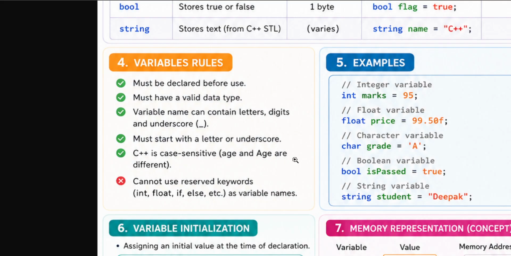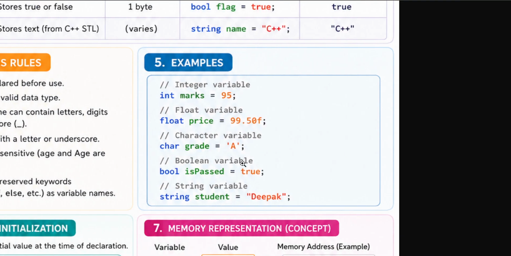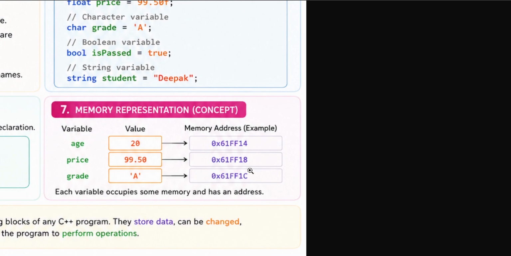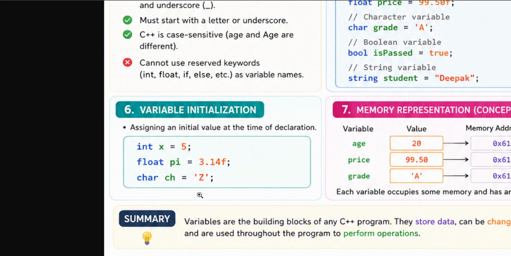Variables can also be initialized at the time of declaration. Initialization means assigning a value to a variable. For example, int x = 5. The variable x is created with the data type int and the value 5 is stored in variable x. Similarly, we can write float pi = 3.14f. This f is not compulsory, it is optional. And char ch = 'z'.